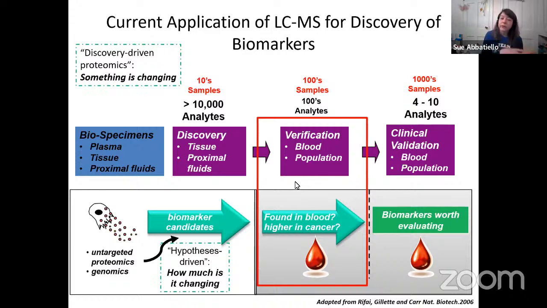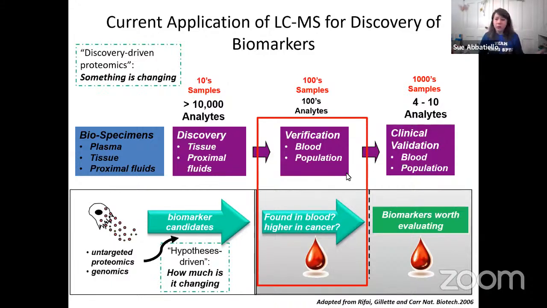And you can also move this from the discovery sample matrices to blood in a larger population of people. And so blood's a little bit easier to get than tissue, or proximal, a lot easier to get than tissue and proximal fluids. And then you can begin to see if these changes that are being observed are significant and relevant, and if you're able to detect them with high precision and reproducibility.